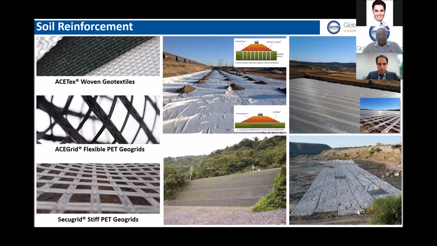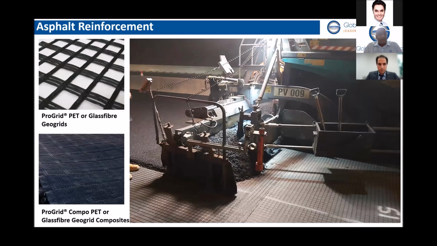In the next one, we have asphalt reinforcement as well. So we have the ProGrid polyester or glass fibre geogrids, and our ProGrid Compo PET or glass fibre geogrid composites. These are used for the retardation of reflective cracking on asphalt concrete roads, in airport runways and pavements.